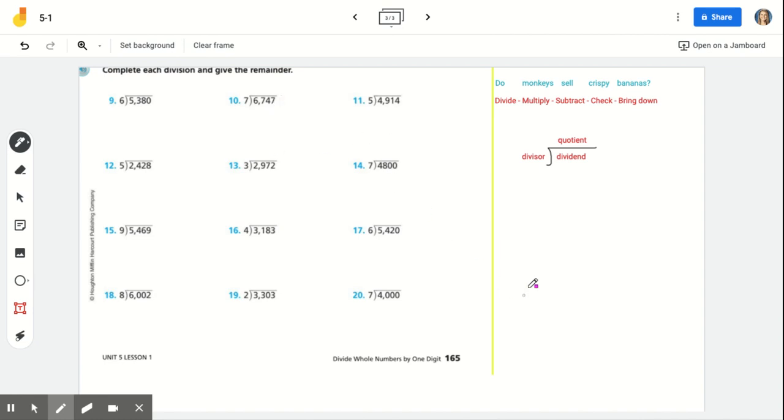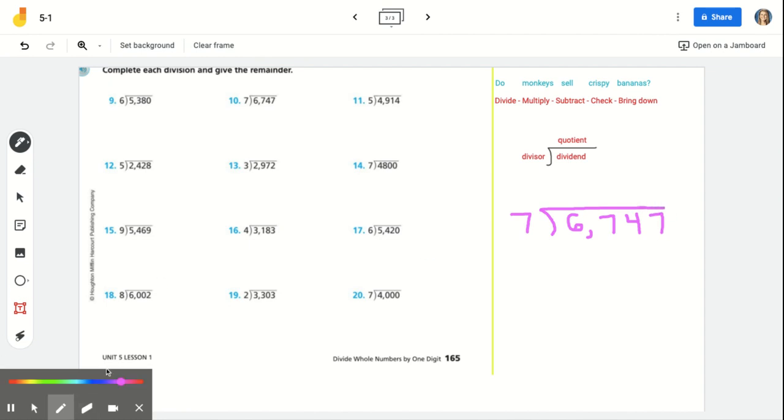So for number 10, what I'd like you to do is please write out the problem with the digits spaced out on your whiteboard. You're going to have to leave some room at the top of your whiteboard and, of course, at the bottom of your whiteboard for all the work that we're going to be doing right now. So the problem is 6,747 divided by 7. Does your whiteboard look like mine? Great. We're going to be checking in just a little bit to see that you are following along.